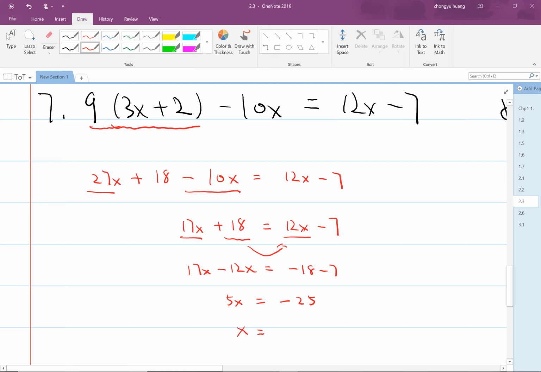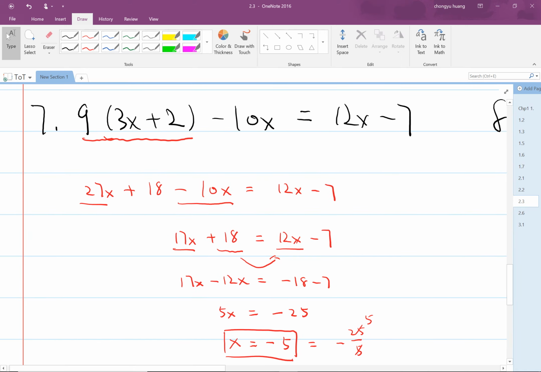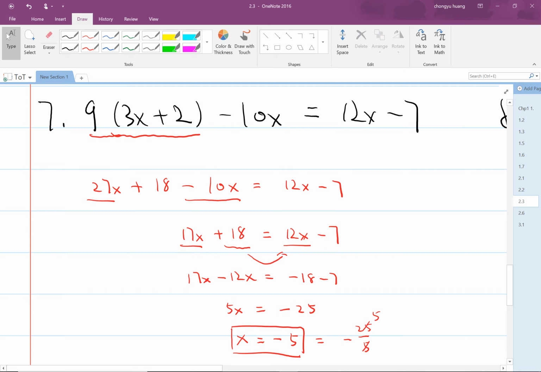So x is equal to negative 25 divided by 5, so it is negative 5, right? Maybe I show you some details. You have 25 at the top and 5 at the bottom. So the 5 gets cancelled and 25 becomes 5, because 25 is equal to 5 multiplied by 5. So the answer over here is x equals negative 5. Now we have solved the problem.